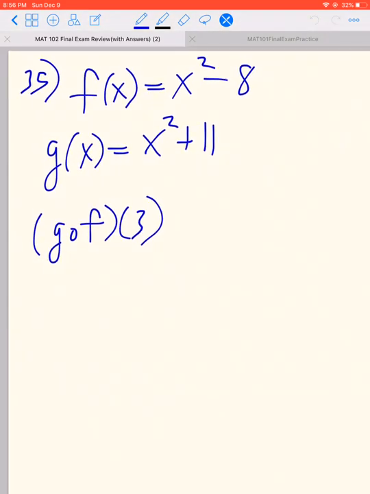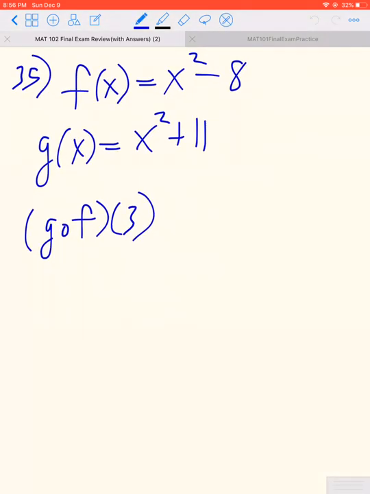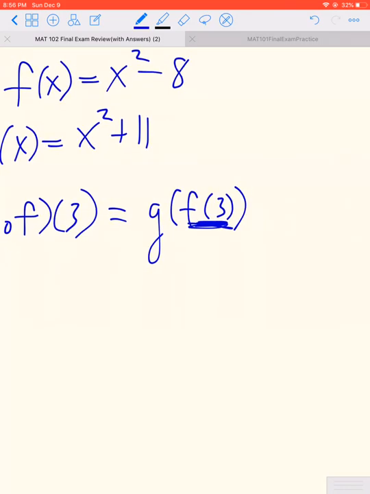In question 35, they want us to find the value of g composed with f of 3. This is by definition g of f of 3. If we do what's on the inside first, we would first have to find the value for f of 3. Let's maybe work that over here off to the side. f of 3 would be equal to 3 squared minus 8, which is 9 minus 8, which is equal to 1. So the value for f of 3 is 1.